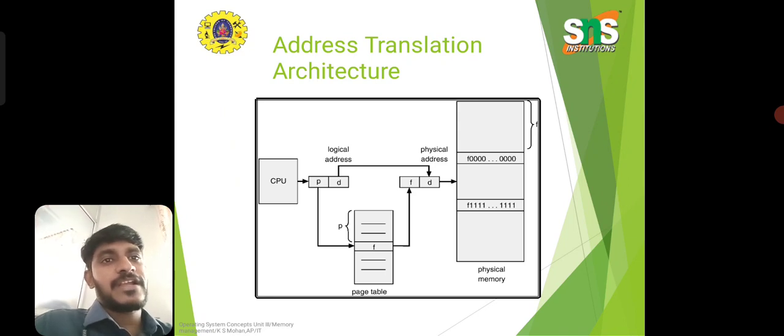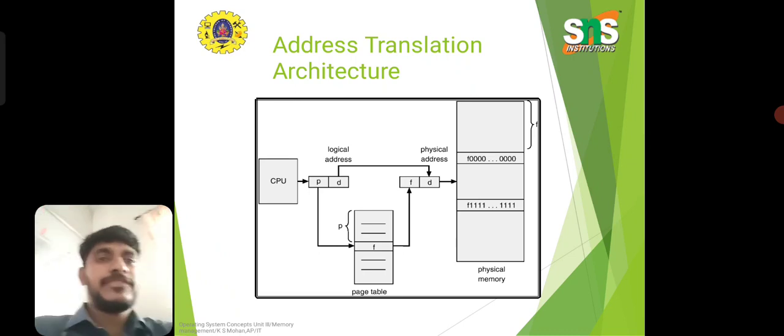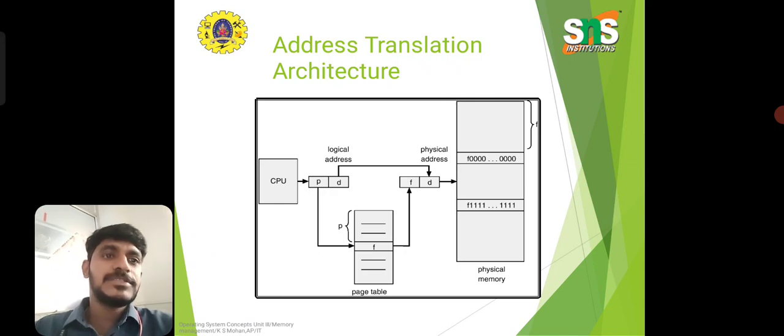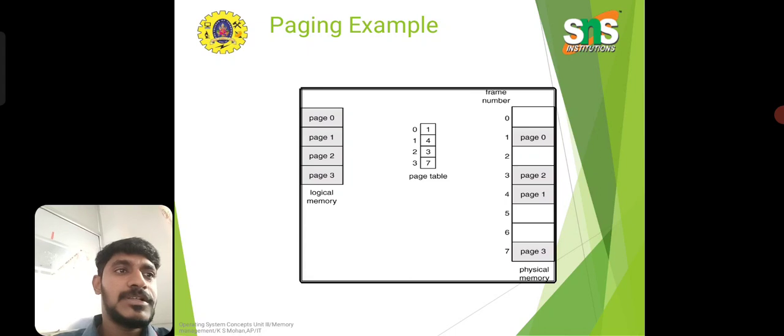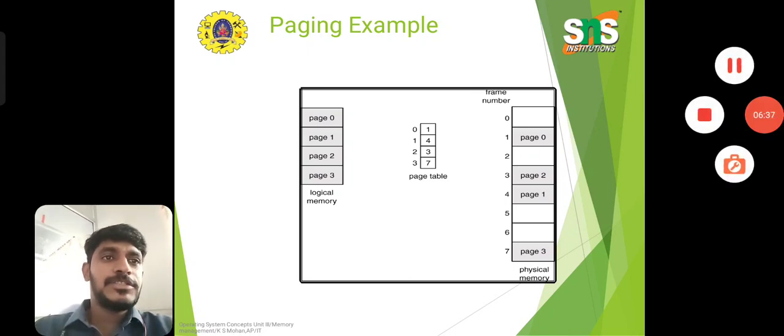Next is the address translation architecture. We have the CPU generating a logical address, the page table, and the physical memory, which produces the physical address. Then, in the paging example, we can see a schematic picture showing logical memory, physical memory, and the frame numbers for the process. So this is about paging.